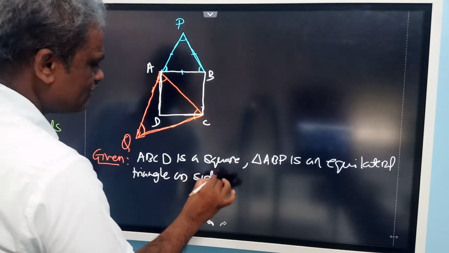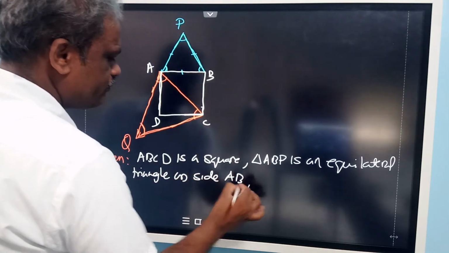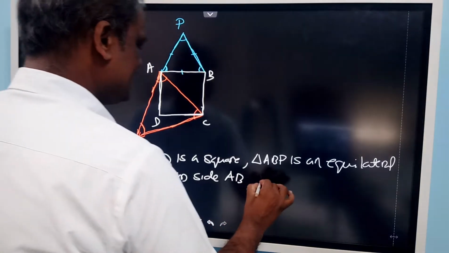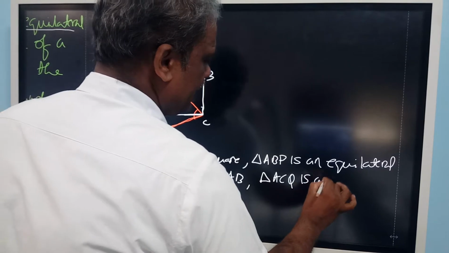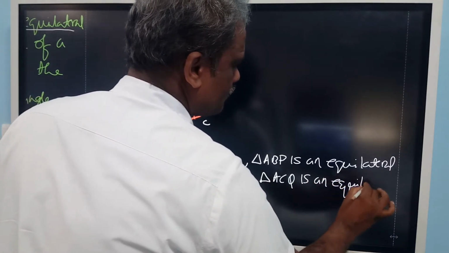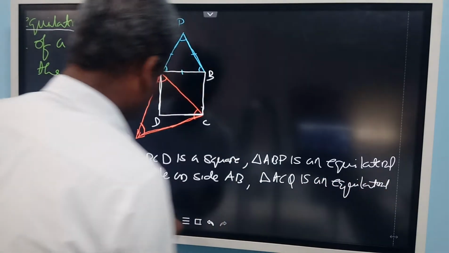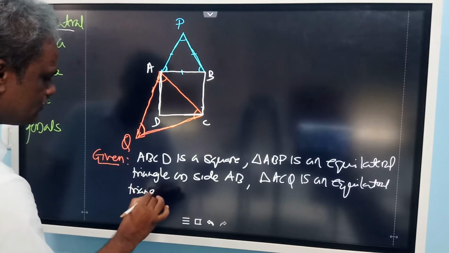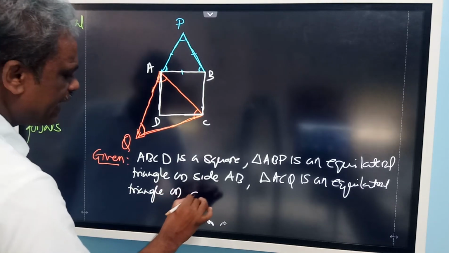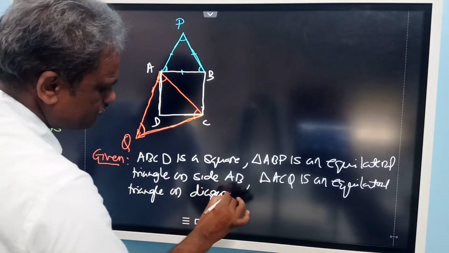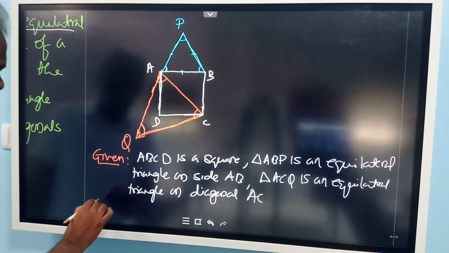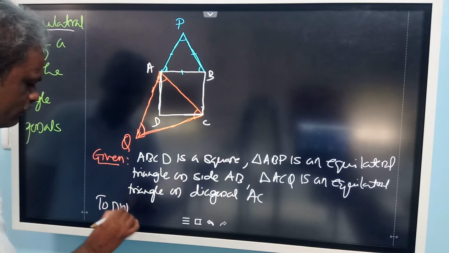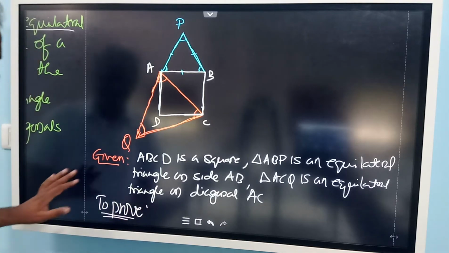On side AB, and again on AC, triangle ACQ is an equilateral triangle on diagonal AC. We need to prove that. What do we have to prove here? We have to prove that.